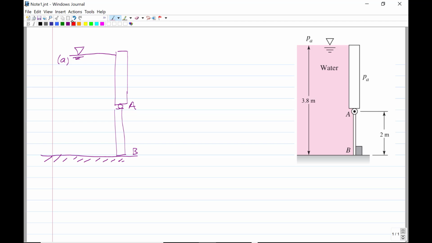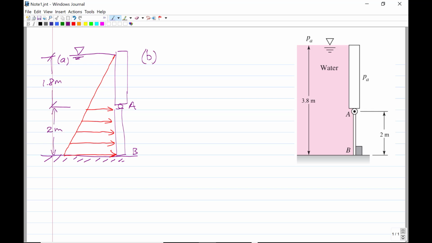We know from the previous presentations that the hydrostatic pressure increases linearly with depth. So it would be 0 at the free surface and increase as we go downwards. And I'm going to draw arrows here to show the distribution on the gate. So that's the pressure distribution on gate AB. So pretty straightforward. Let me just put some more dimensions on here. So this is going to be 1.8 meters.